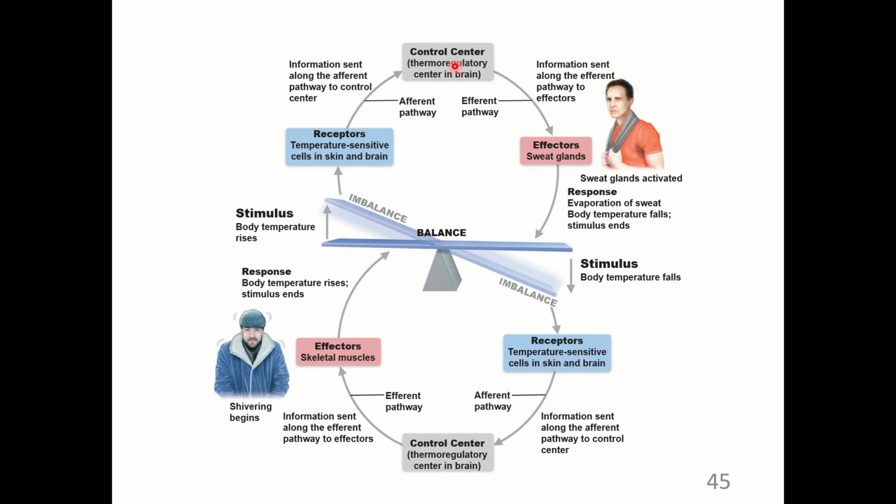The information from the hypothalamus will then be sent along the efferent pathways away from the brain towards the effectors. In this case, it's your sweat glands. The response of your sweat glands is going to cause you to release sweat to the surface of your skin, and the evaporation of that sweat will cause your body temperature to fall. Once your body temperature goes back to its normal range of 98.6, the stimulus will end and you will stop sweating.